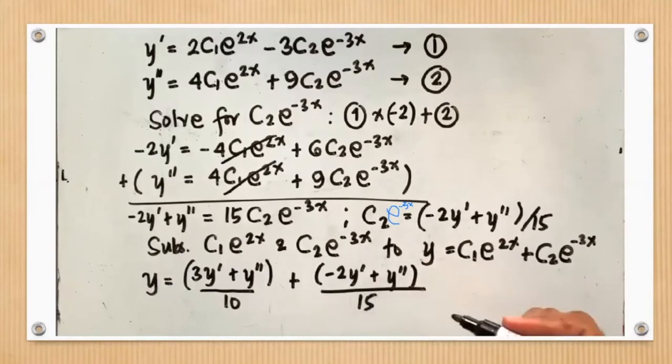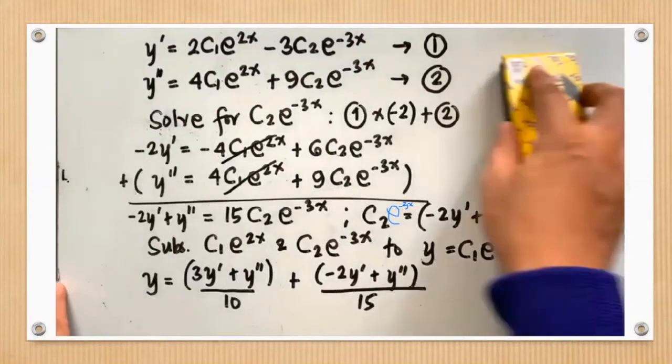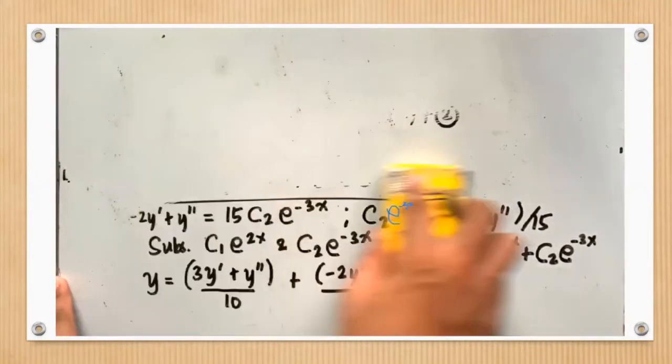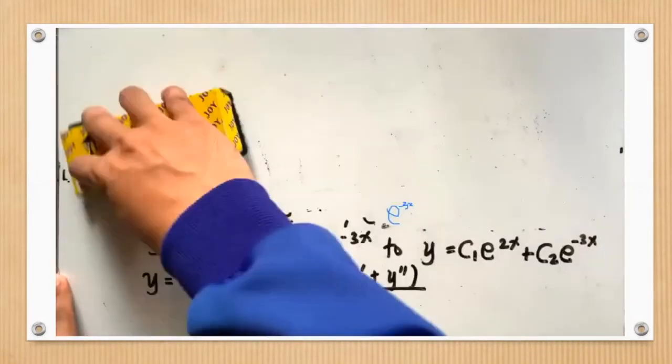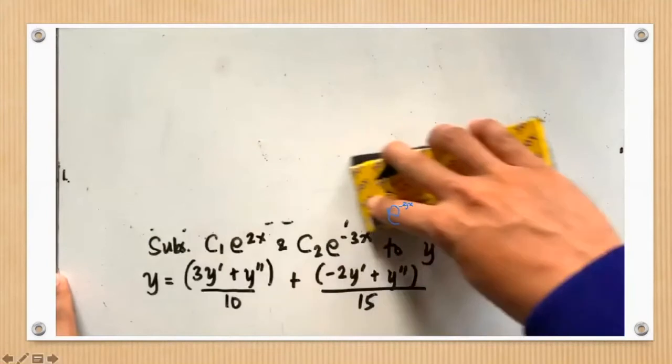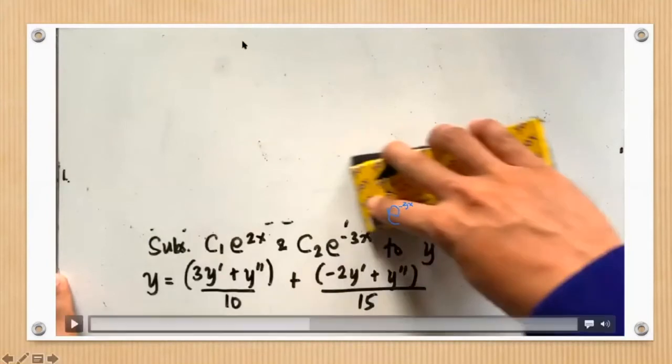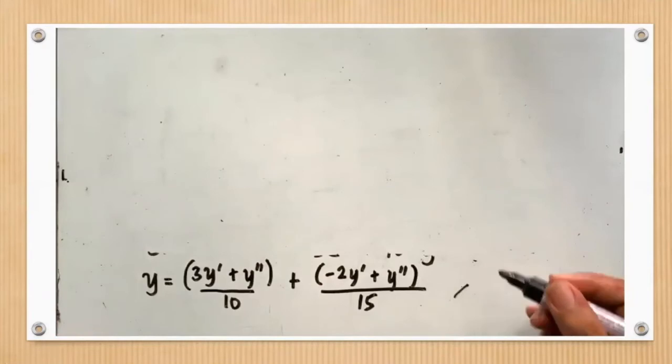So as you can see, you can no longer find any arbitrary constant there, right? So that is now your final answer. Hopefully you simplified that. But you have to simplify. You must simplify your final answer. I will simplify this one.